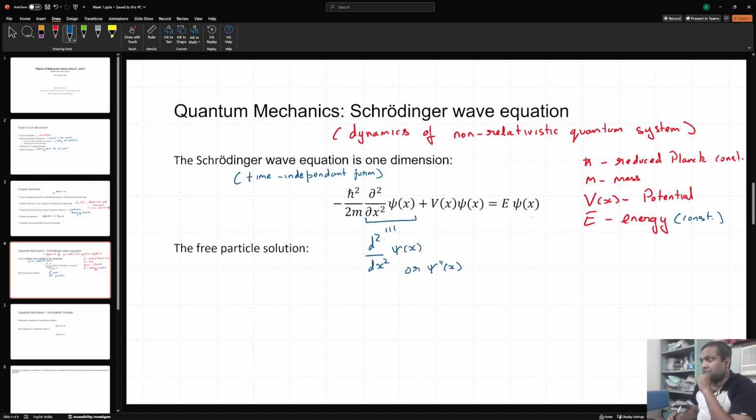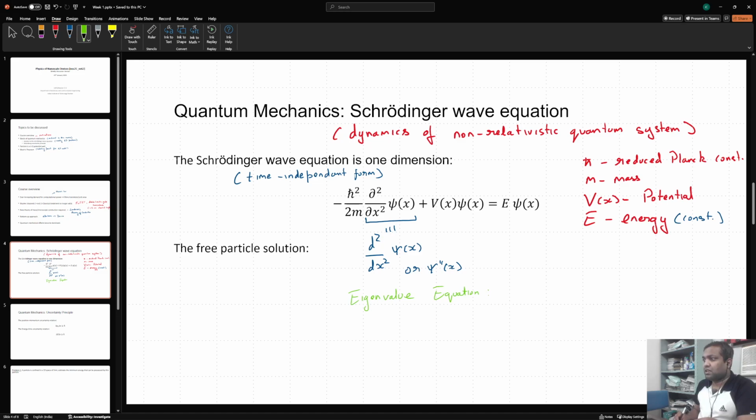So this whole equation is an eigenvalue equation. So what are eigenvalue equations?